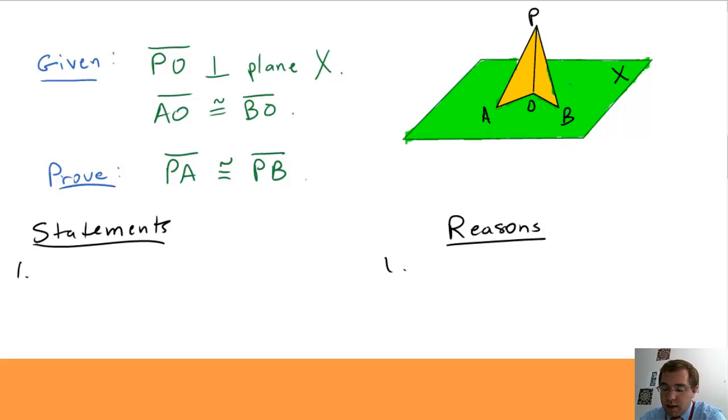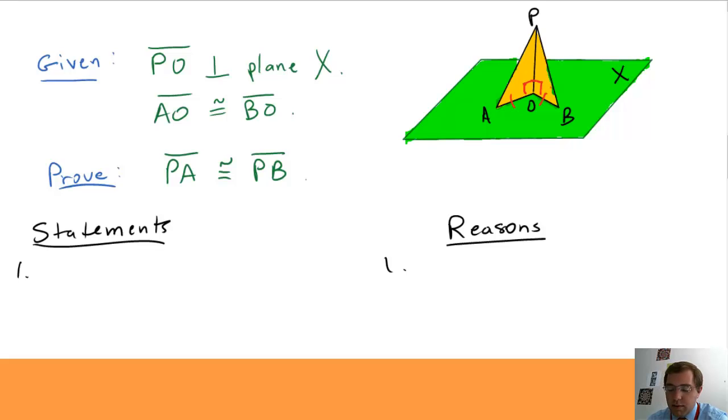We're given segment PO, which goes straight down vertically through the plane. It's perpendicular to plane X. For a line and a plane to be perpendicular, that means that line is perpendicular to every line that lies in that plane at that point. And we know AO is congruent to BO. So I'll mark those things on my picture. PO is perpendicular to plane X, so I have a right angle there, and I have another right angle there. And I know AO is congruent to BO, so that is congruent to that.